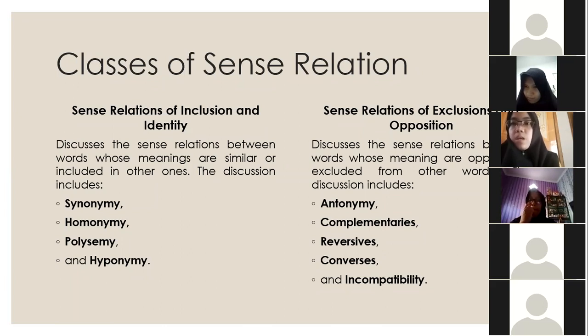And the second one is sense relations of exclusion and opposition. This sense discusses the sense relations between words whose meanings are opposite or excluded from other words. The discussion includes antonymy, complementaries, reversives, converses, and incompatibility.